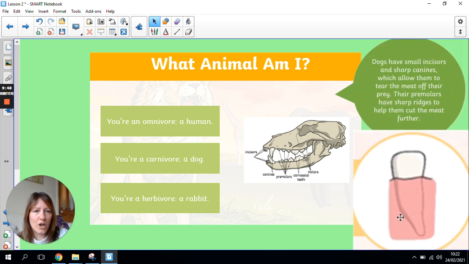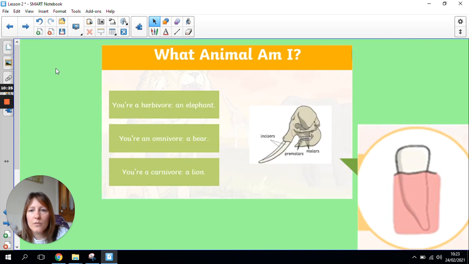And it is a dog because it has small incisors but very sharp canines, which allow them to tear the meat off their prey like this. Their premolars, or those carnassial teeth, have those sharp ridges to cut the meat further and shred it down. Now, I know most dogs that we own don't really go out catching their prey to eat because we feed them dog food. However, in the wild, if you think dogs descended from wolves, that is how they would have eaten. Okay, next one.